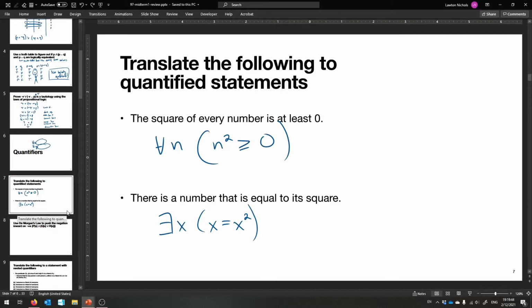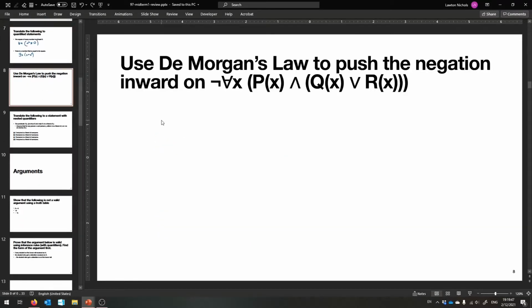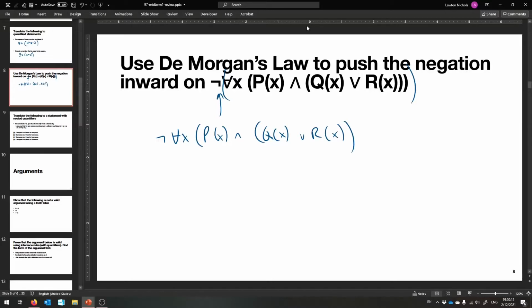All right, moving on. Let's use De Morgan's law to push the negation inward. So here's the negation, way out on this whole thing. It's as if we were negating this entire thing if we added extra parentheses for fun. So: not for all x, p of x is true, and in parentheses, q of x is true or r of x is true.